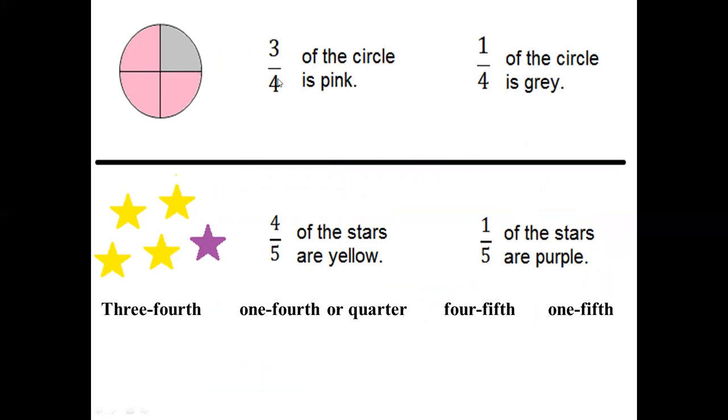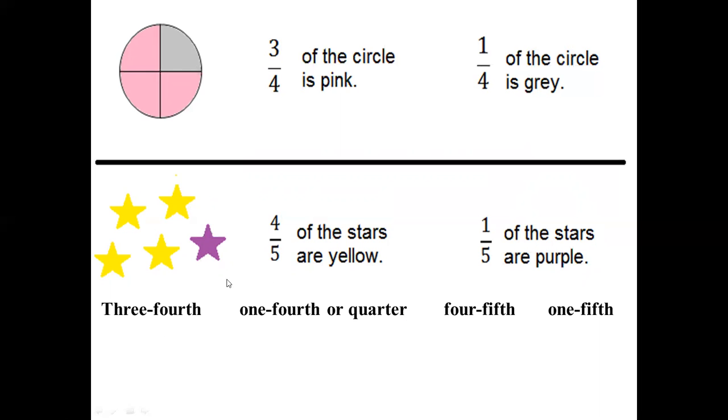And if I ask you what will be the fraction for the pink parts. So because out of 4, 3 are pink, that's why it is 3 upon 4. That means 3 parts are pink out of 4. And if I ask you what will be the fraction for the gray part, it will be only 1 upon 4, or we can say the quarter 1.